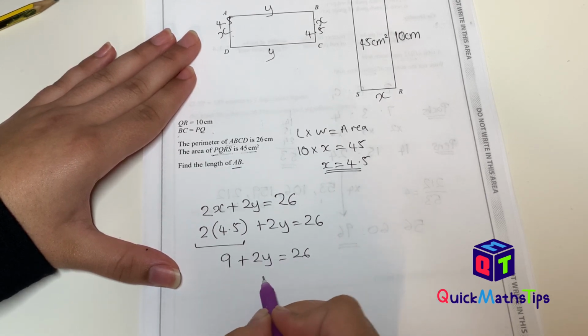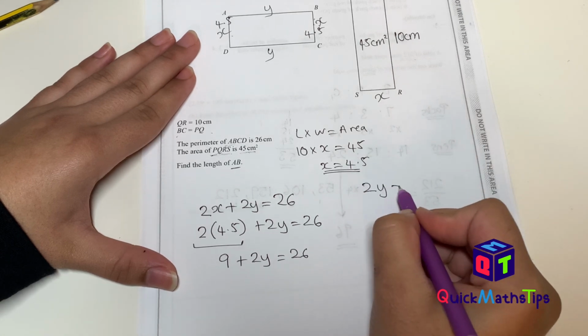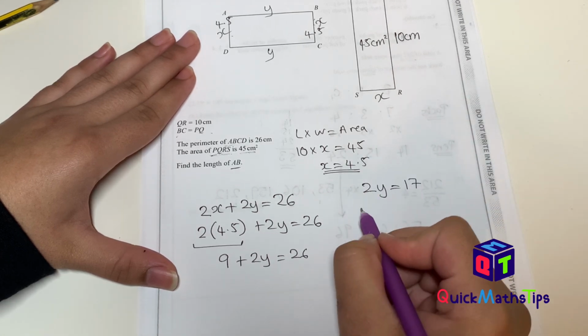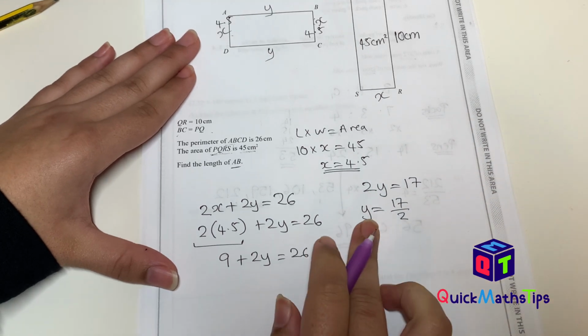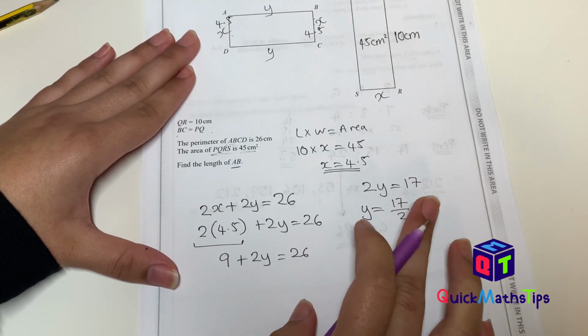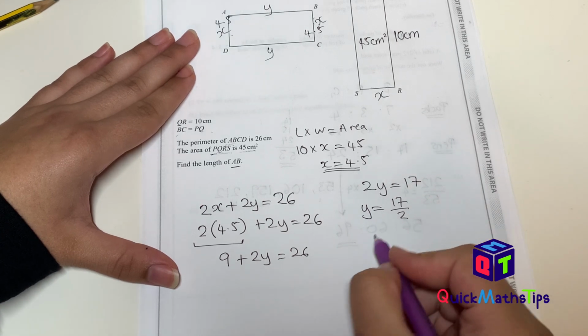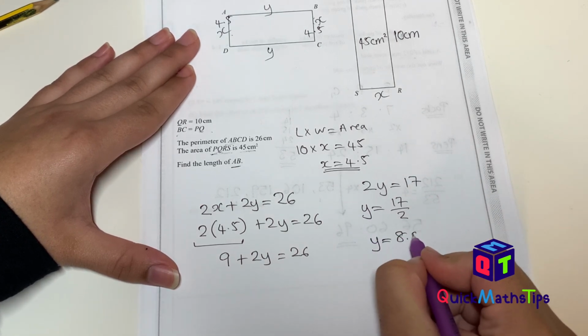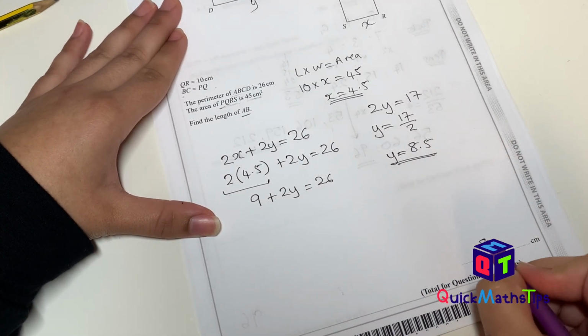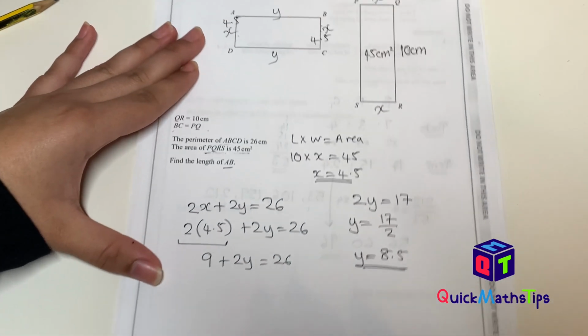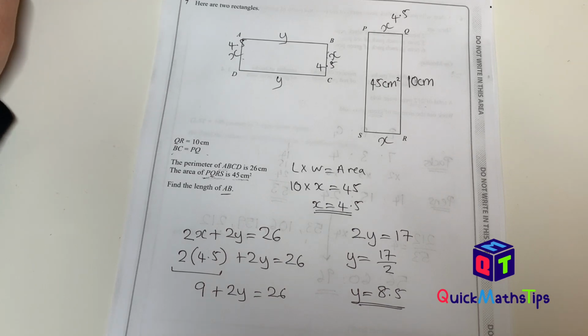Subtract 9 on both sides to work out the value of y. You get 2y equals to 17. You divide it by 2 on both sides. Y equals to 17 divided by 2. You can work that out without a calculator. 16 divided by 2 is 8. So 17 divided by 2 is 8.5. So y equals to 8.5. And that's it. You have the length of AB. So in your answer, you will say 8.5 centimeters. Again, a 4-mark question. Okay?